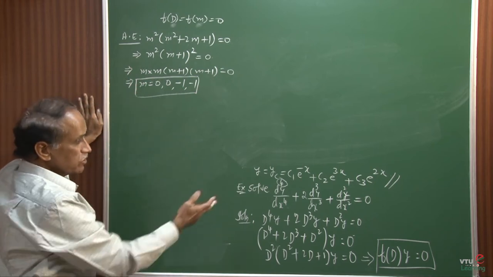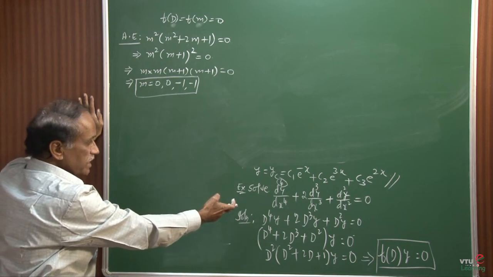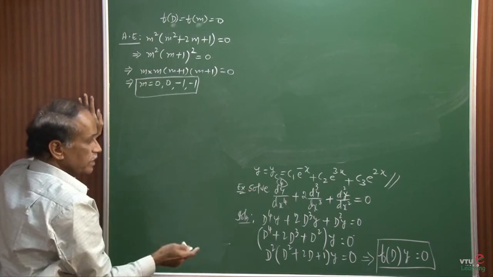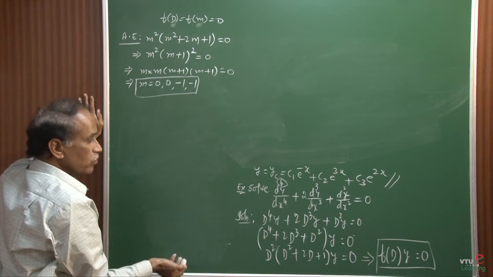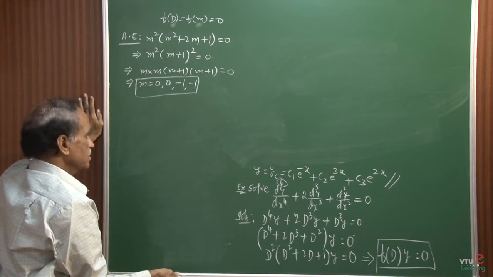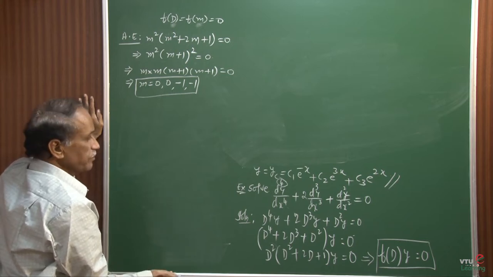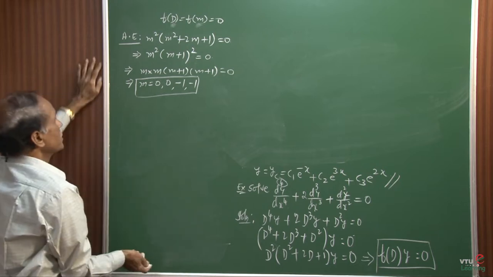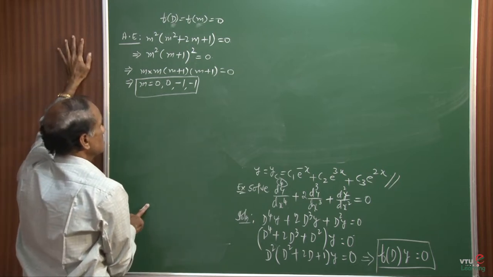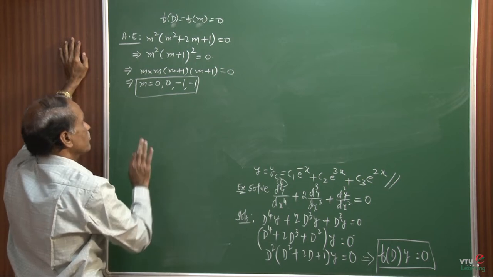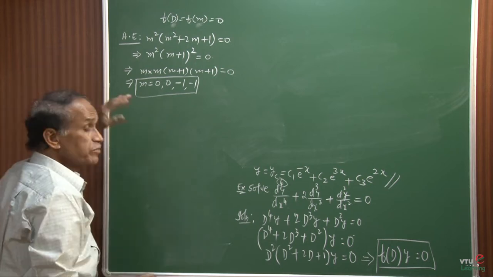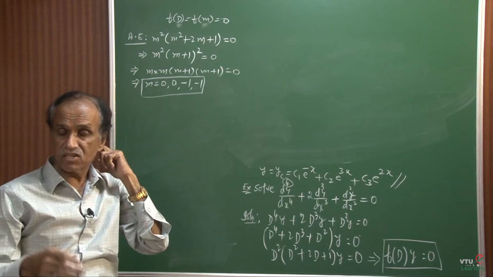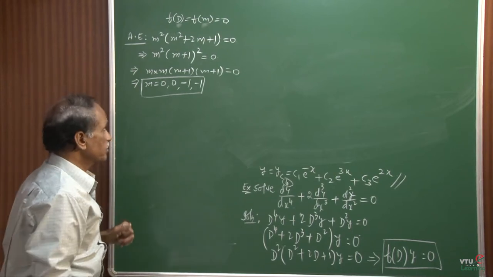That means d to the power of 4 y divided by dx to the power of 4 plus 2 times d to the power of 3 y divided by dx cube plus d square y divided by dx square, that is equal to 0. So m equal to 0, 0, minus 1 and minus 1. What is the type of roots you can notice in this case? Roots are real, they are not imaginary, but they are repeated.